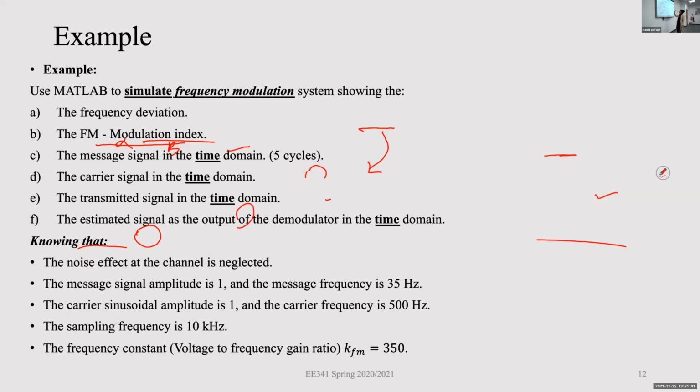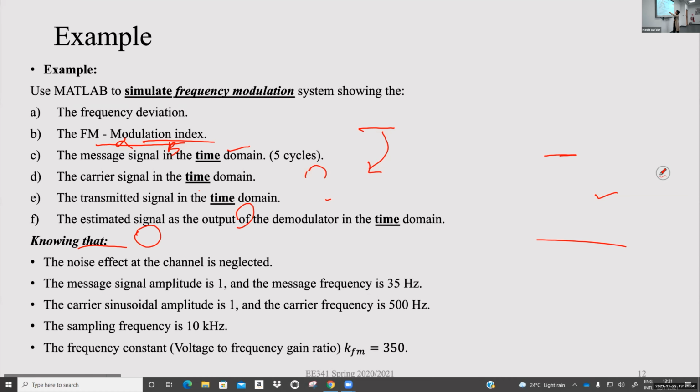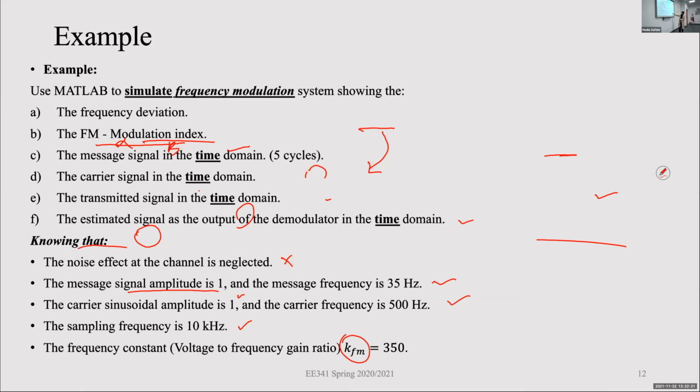So this is your example for today. We will do the frequency modulation. The message signal should be 5 cycles, and we will plot the carrier signal in time domain, the transmitted signal in time domain, then the estimated signal from the equation which I derived at the end. Noise is neglected, there is no noise. Amplitude of message signal is 1, and then frequency is this. The carrier sinusoid amplitude is 1, and frequency is 500. Sampling frequency is 10 kilohertz, and KFM, the voltage to frequency gain ratio, is 350.